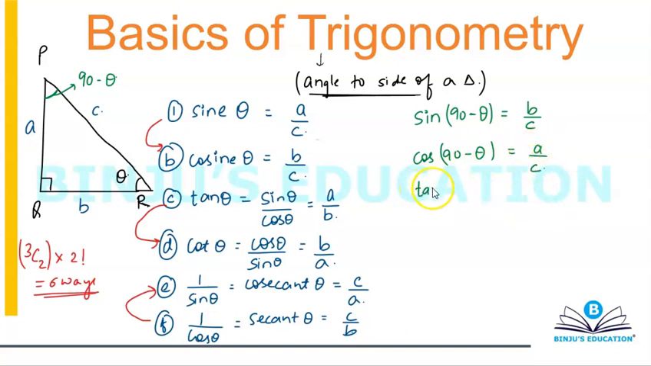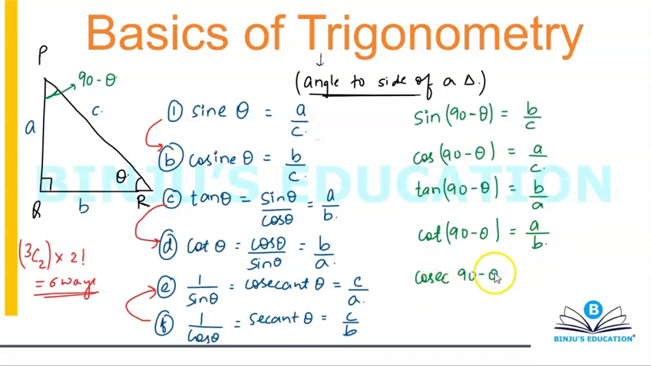Then it's tan 90 minus theta, that is sine by cos, that is B by A. Then it is cot 90 minus theta, so that is A by B. Then it is cosec 90 minus theta, that is 1 over sine, which is C by B. And then it is sec 90 minus theta, that is 1 over cos, and that is equal to C by A. So I have written the trigonometric functions for the other angle also.